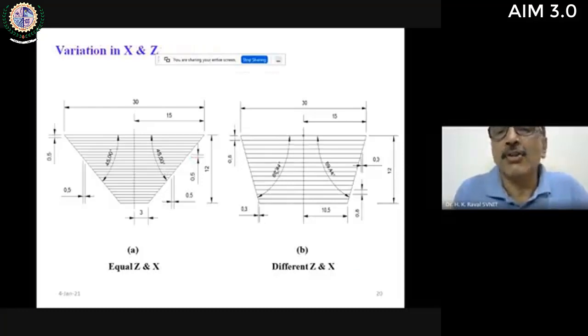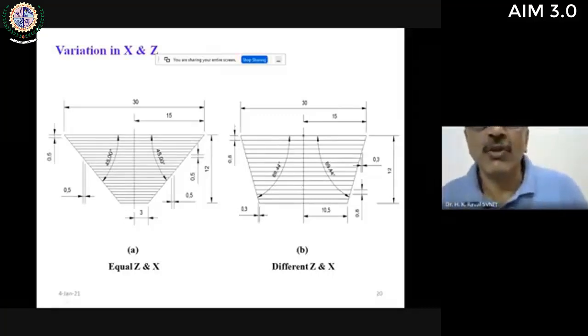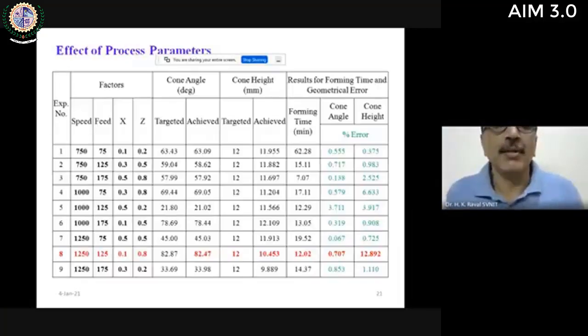45 degree to 69 degree, these different cone angles can be obtained by varying the values of X and Z. You can see here X is equal to 0.5 and Z is also 0.5, and you get a 45 degree angle. But if you vary Z more, 0.8, and X less, you will get a different angle. So this is the understanding of the geometry, that at the end of the forming, this type of geometry can be generated.